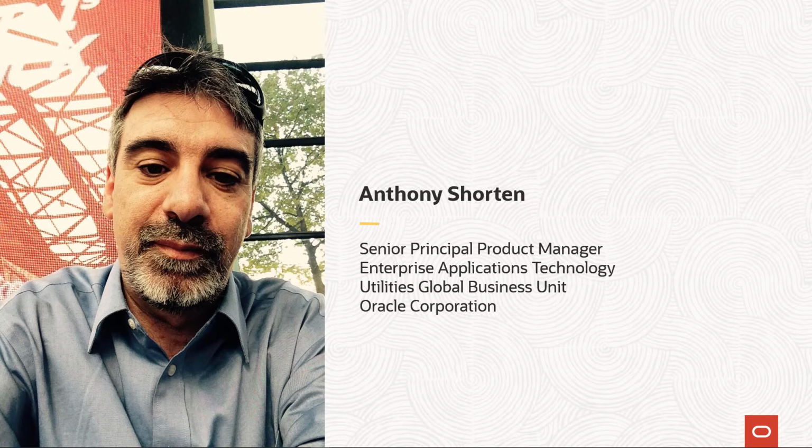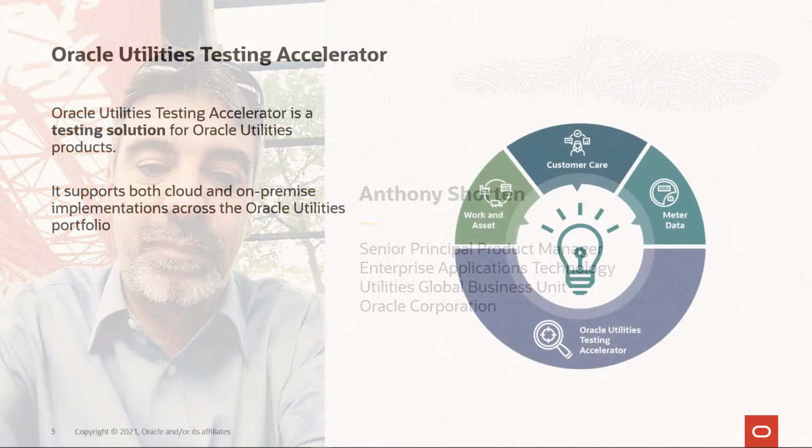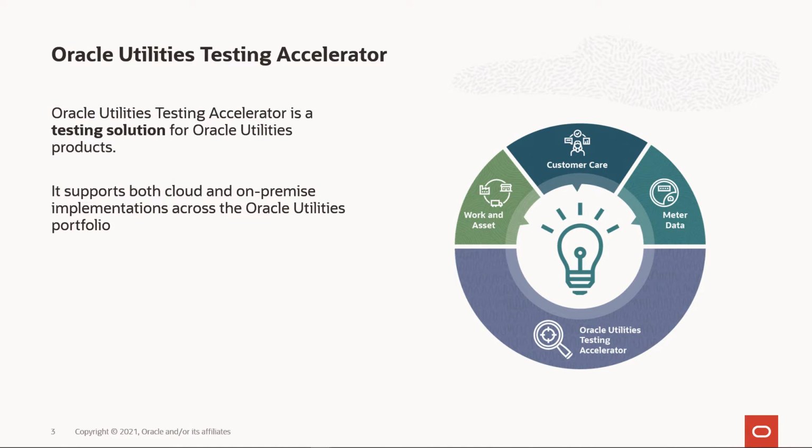My name is Anthony Shorten and I'm one of the product managers responsible for the Oracle Utilities Testing Accelerator. For people not familiar with the product, the Oracle Utilities Testing Accelerator is the testing solution for Oracle Utilities application framework-based products in the Oracle Utilities portfolio. The solution is available for both on-premise and cloud customers, and in fact is included in the SaaS cloud services.